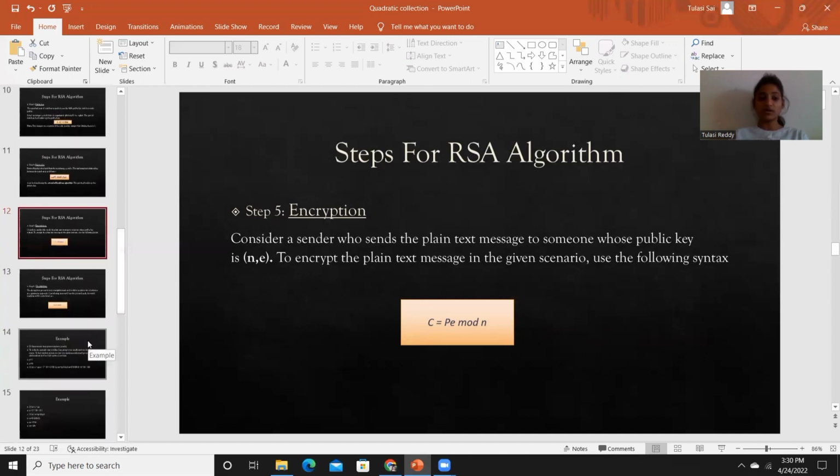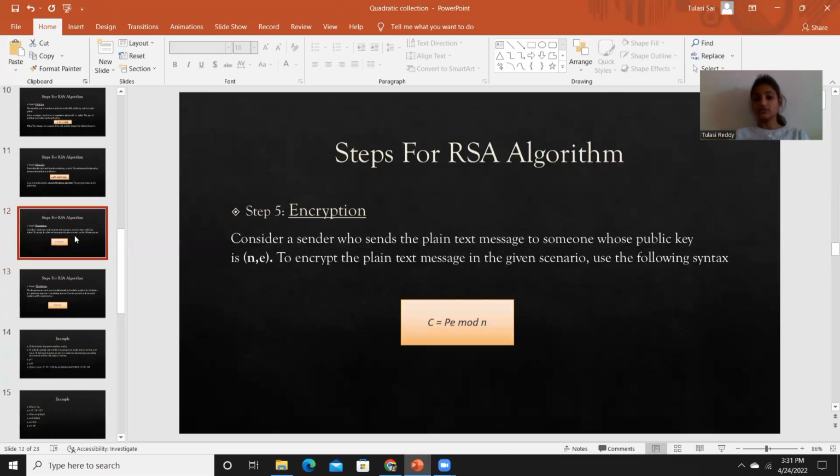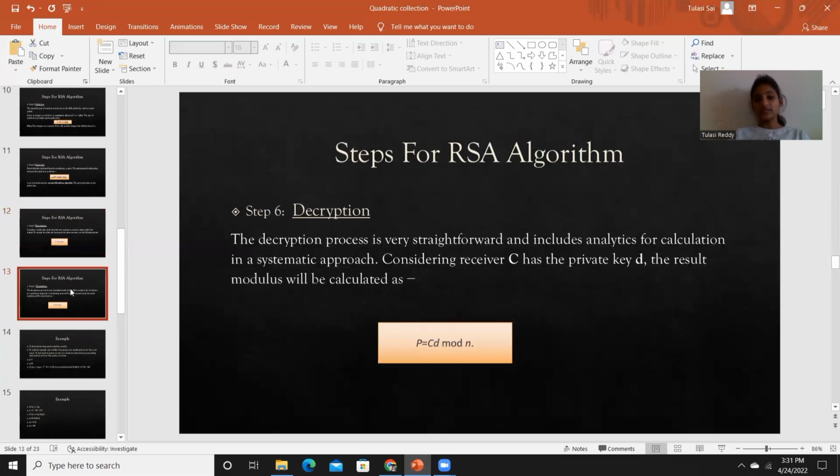Coming to the last step of the RSA algorithm, that is decryption. The decryption process is very straightforward and includes calculation in a systematic approach. Considering the receiver has a private key D, the result modulus will be calculated as follows. After finding the ciphertext in encryption, now we will find the decryption: P equal to C power D mod N, where C is the value found in the previous encryption step.